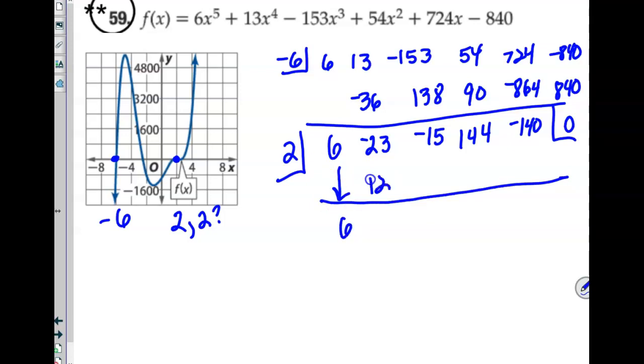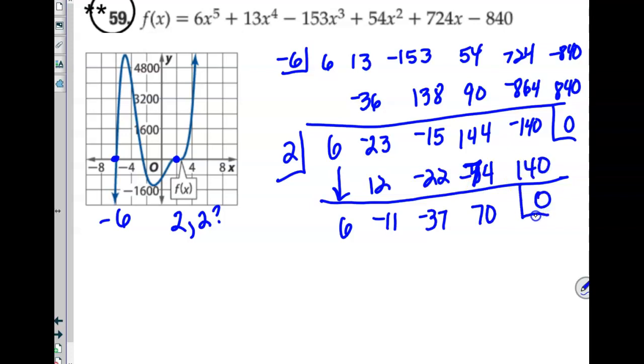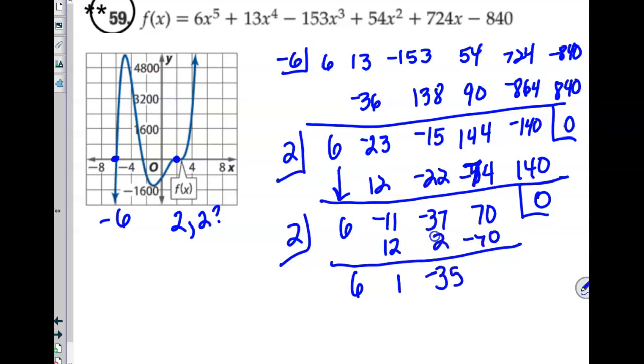6 times 2 is 12, is negative 11, is negative 22, negative 37 times 2 is negative 74. Just kidding. Negative 74. So then it's 70 times 2 is positive 140. We're good. Okay. I think we got to try 2 once more because it was squiggling there. 6 times 2 is 12. 1, 2, negative 35, negative 70, and 0.